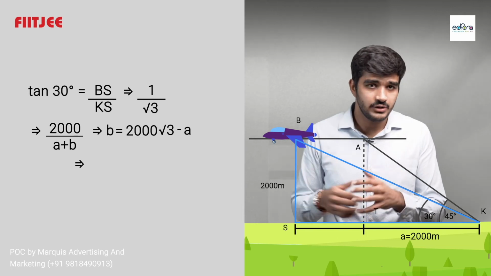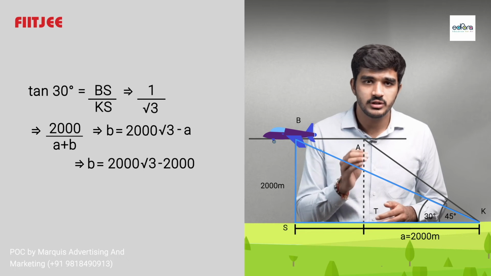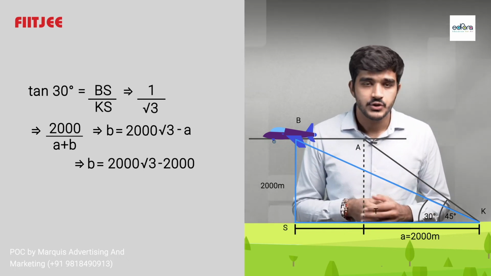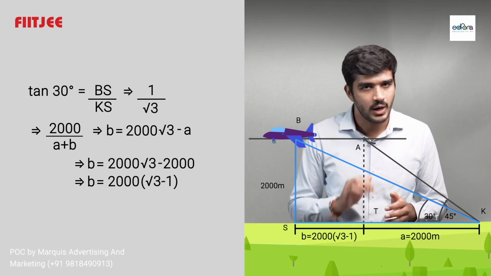Now we'll put that value there. And the equation would be B equals 2000 root 3 minus 2000. We'll take 2000 common. So B is equal to 2000 bracket root 3 minus 1.